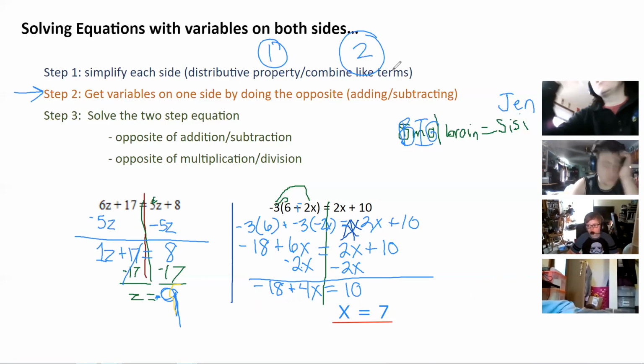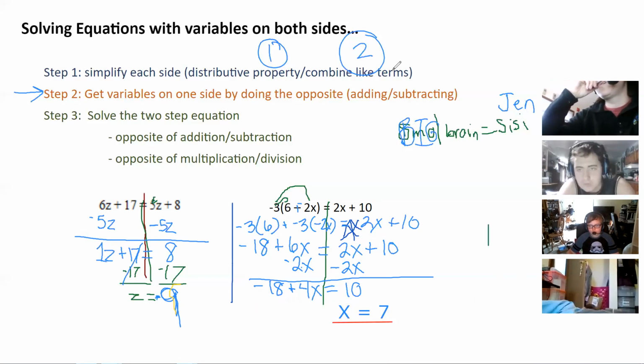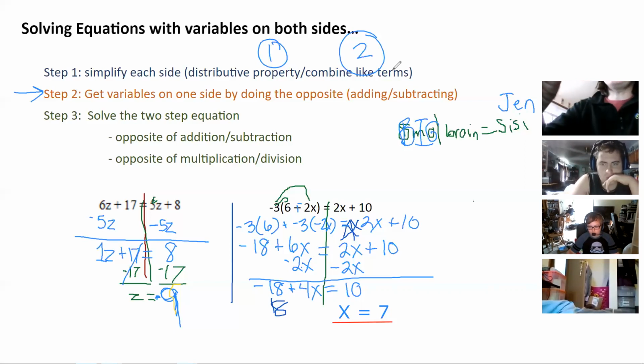Now we got to get rid of the constant. What number is the constant there? Negative 18, yeah. So we're going to do the opposite of that. What's the opposite of the constant? Yep, we're going to add 18. And sometimes you might not need to put it in there like that, but I usually do. So that's going to cancel. We're left with 4x is equal to 28.